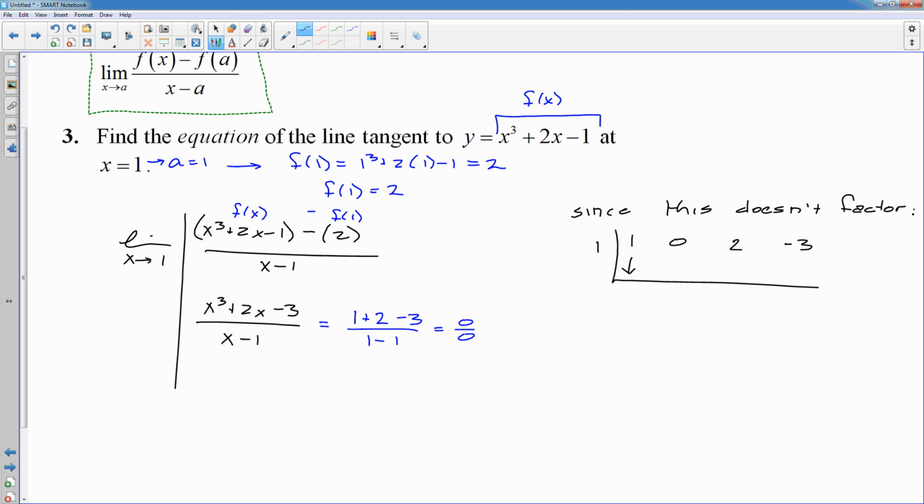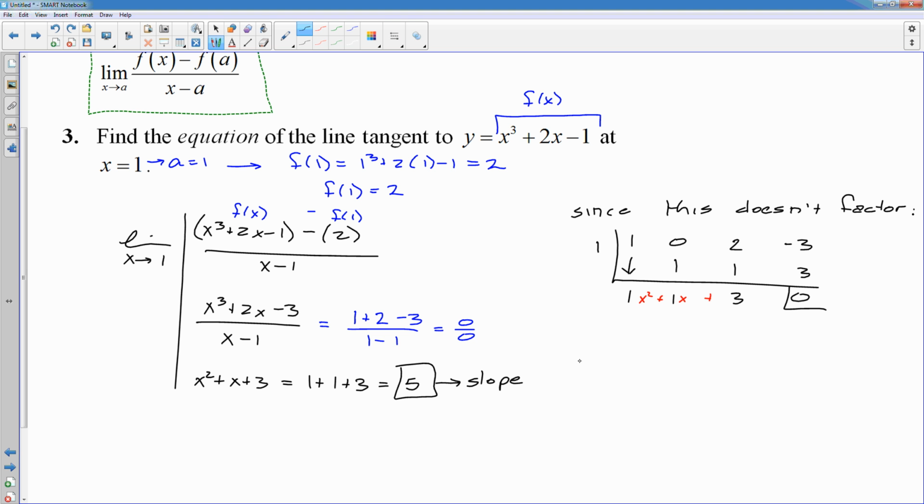And then we'll bring down the 1, and we do synthetic division. 1 times 1 is 1, 0 plus 1. 1 times 1, 2 plus 1 is 3. 1 times 3 is 3, and you should get a remainder of 0. And I'm left with 1x squared plus 1x plus 3. And that's what this will cancel to. So I'm left with x squared plus x plus 3. And when I plug 1 into that, 1 squared is 1 plus 1 for x plus 3, and you get a slope of 5. Good? Good, good, good, good. All right, so we get a slope of 5.